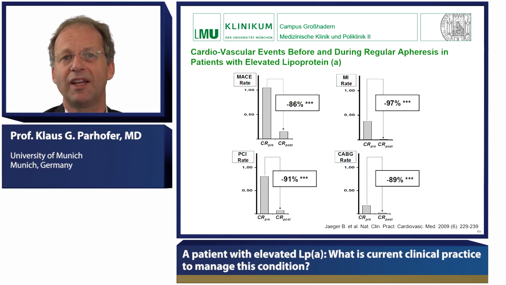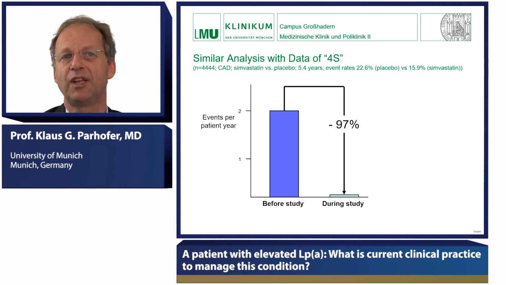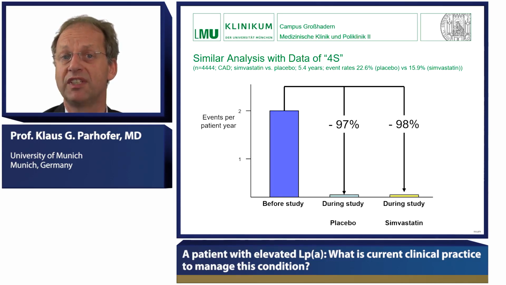In order to highlight the problem with this approach, I would like to use some data from the 4S study. You know, the 4S study, a large study with simvastatin, and the inclusion criteria was that you had to have an event within the last 6 months. So that translates into an event rate of 2 per year. Now, when you look then at the data during this study, you can see a dramatic reduction of 97%. And that was in the placebo group. While in the verum group, in the simvastatin group, there was minus 98%.